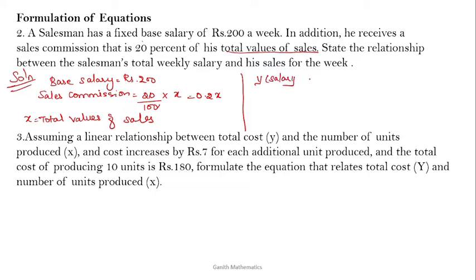Okay. Right. Then that must be equal to the base salary. His base salary is fixed at 200 rupees and he'll get some sales commission 0.2x, provided this x is the total value of sales. So y is equal to 0.2x plus 200 is the relationship between the salesman's total weekly salary, that means this is salary, and his sales for a week. So we formulated the equation. This is how we can formulate the equation and find the exact solution.